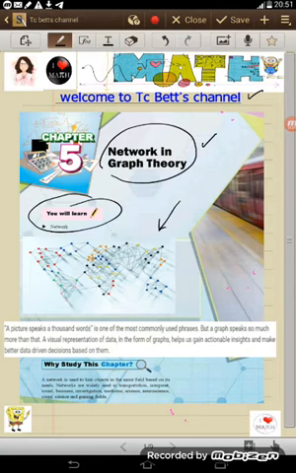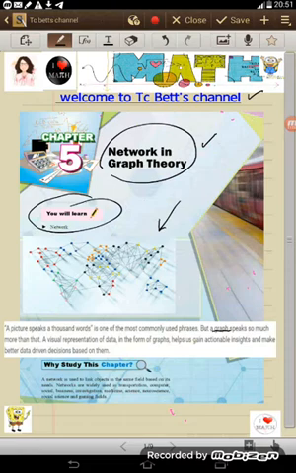Look at here, how beautiful is the network around the globe. This is maybe the air transportation around the world. And of course, a picture speaks 1,000 words. That is most commonly used in phrases. But a graph speaks so much more than that. So today we're going to study about network in graph theory.